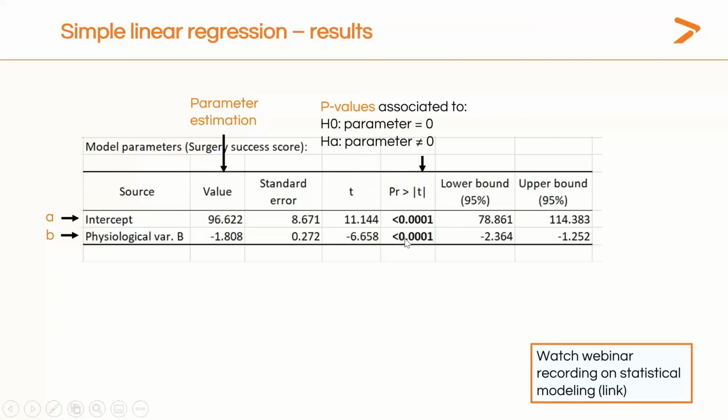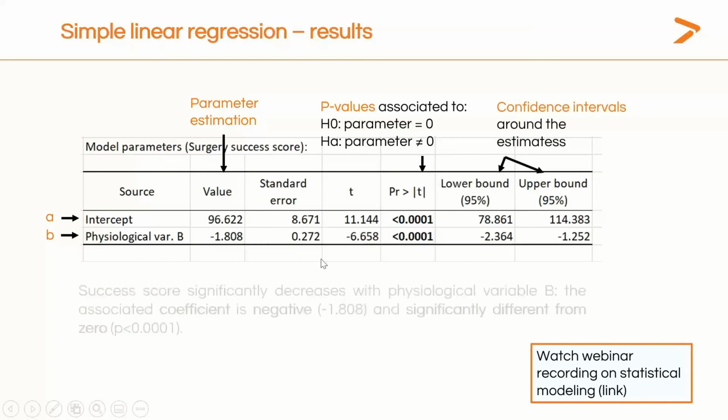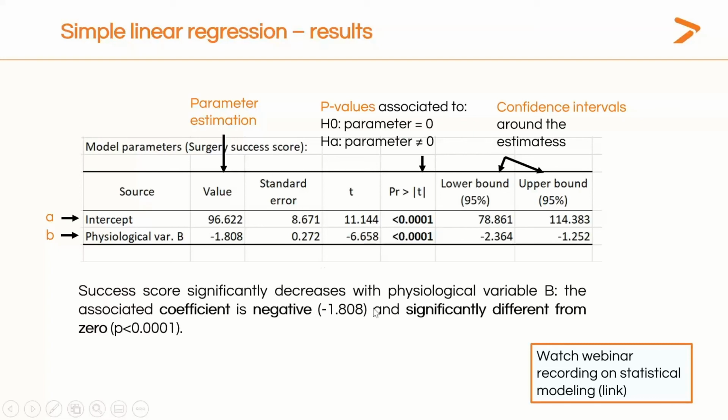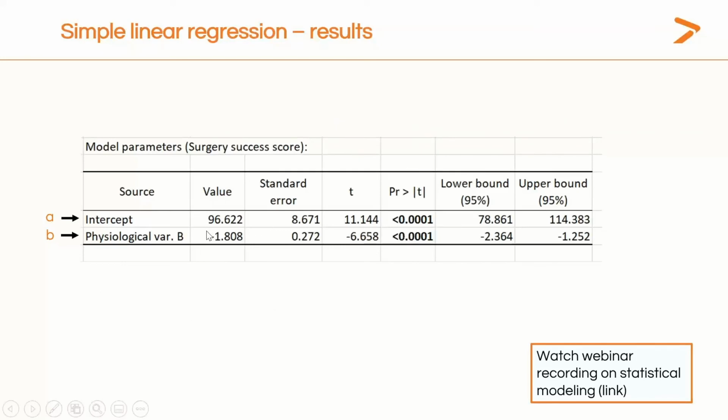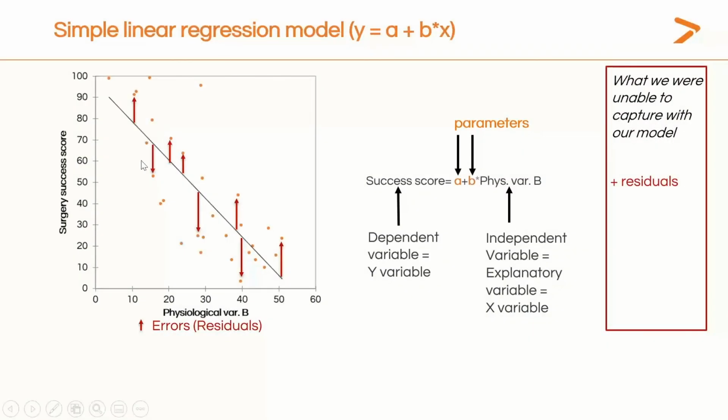So as you can see, both p-values are very low, which means that in both cases we can reject the null hypothesis and accept the alternative hypothesis. So practically speaking, success score significantly decreases with physiological variable B. How can I say this? The associated coefficient is negative, as you can see, and significantly different from 0 as shown by the p-value. So we were expecting anyway that this coefficient would be negative as the slope was negative on the chart.